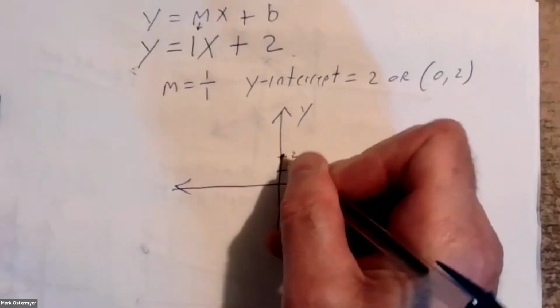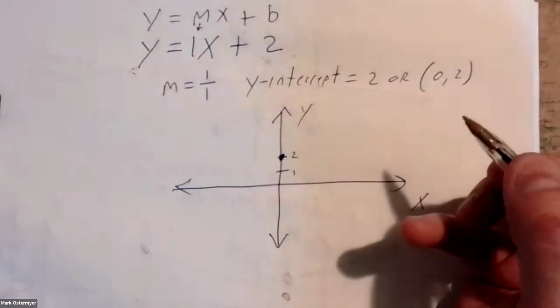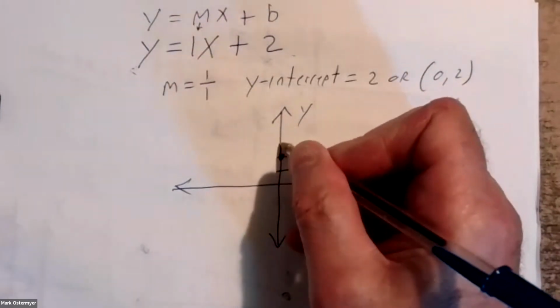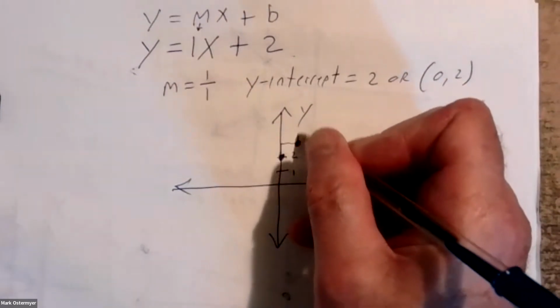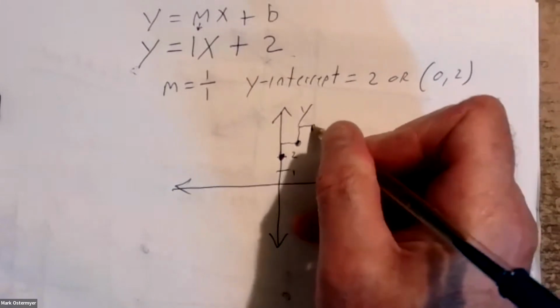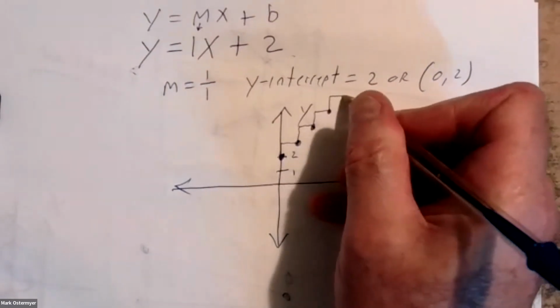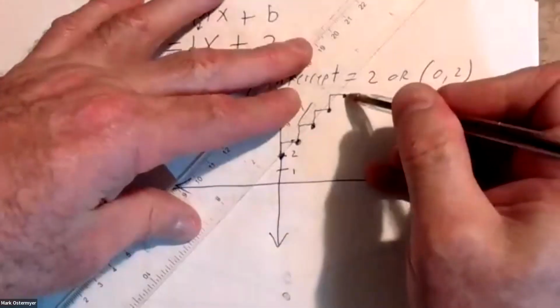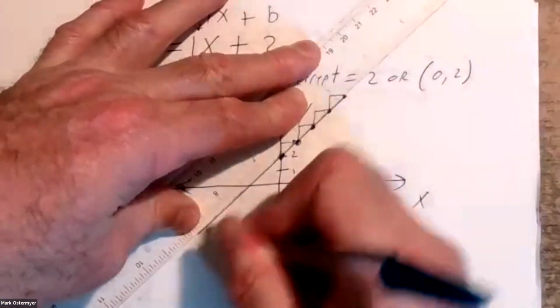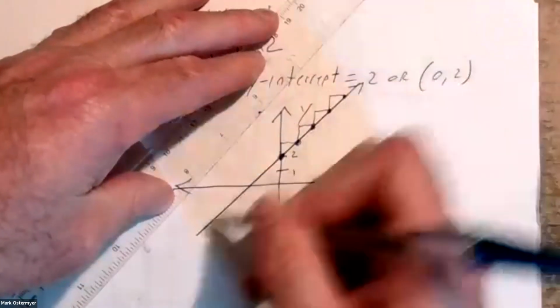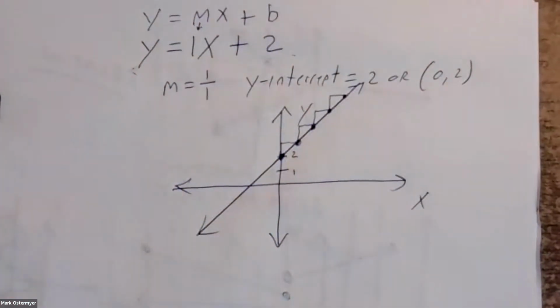Zero, 2 is going to be right there, and the slope is 1 over 1. So if I go for my y-intercept, if I go up 1 and 1 to the right, I can plot another point. Up 1, 1 to the right, plot another point. Up 1, 1 to the right, plot a point. I could do this forever. So we put a line through these points, and we have the graph of that linear equation in x and y. It's definitely a relation.